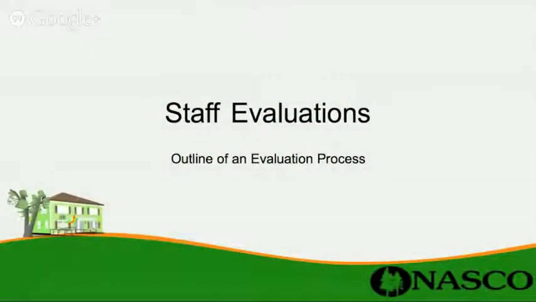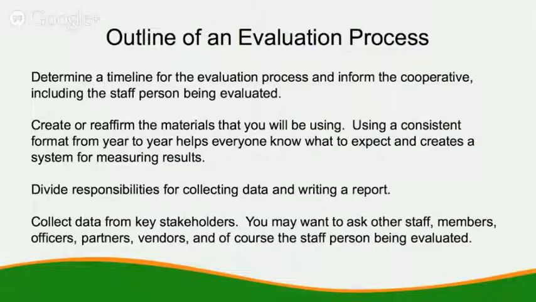So let's talk a little bit about what the outline of an evaluation process would be. One thing is you're going to want to determine the timeline for an evaluation process and make sure that everybody knows what that timeline looks like, including the members and the staff. So this evaluation timeline means that in 2 weeks we're going to give a survey to the following groups of people. They'll have 2 weeks to fill it out.